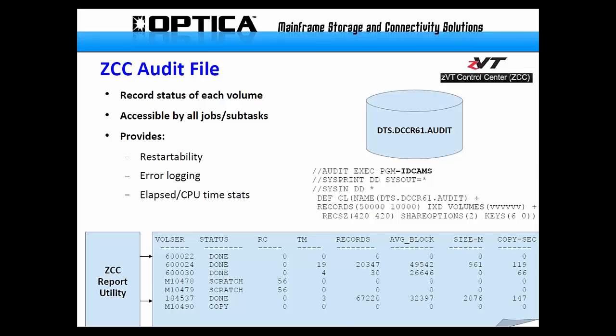It provides all the error logging, and it gives us a lot of statistics in terms of CPU time and so on. So we can see that these volumes were done. These volumes, when we encountered them, were in scratch status because some volumes may have gone into scratch status between the time we generated the input volume list and the time we have the copy. Now, this volume is currently being copied. When that copy is done, the DLM clone will update the audit file.